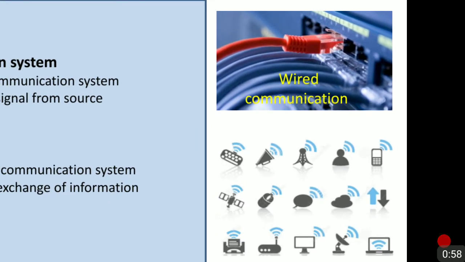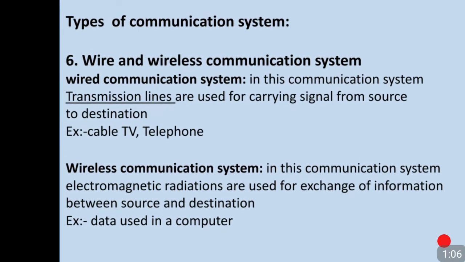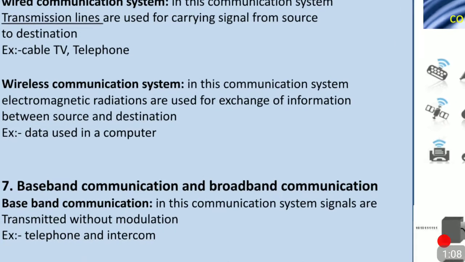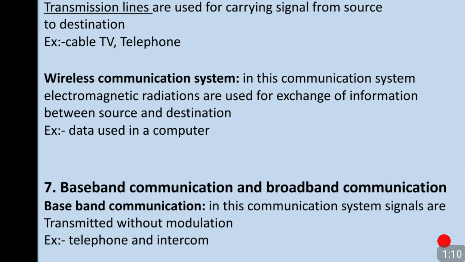As in the picture, you can observe that a wired communication system will have a wire, and that wire will be acting like a communication channel. So this is the wired communication system. Then we go on to understand wireless communication system. In this wireless communication system, instead of using transmission lines, we will be making use of electromagnetic radiations.